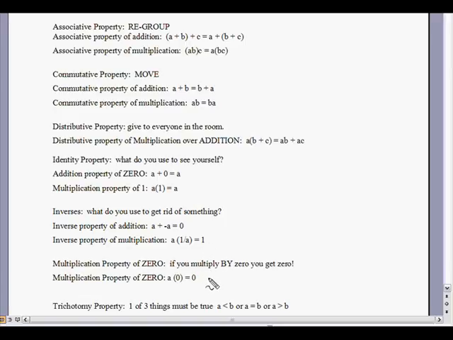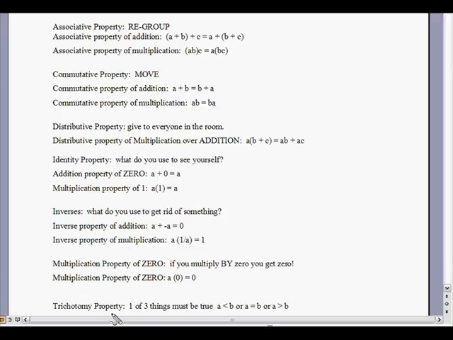The multiplication property of 0. We use this to solve problems that have too many variables in it. And it says that if you're multiplying by 0, you'll get 0 as an answer. So it is very important that when you're working through these problems, you make sure that 0 is the answer before you try and factor.